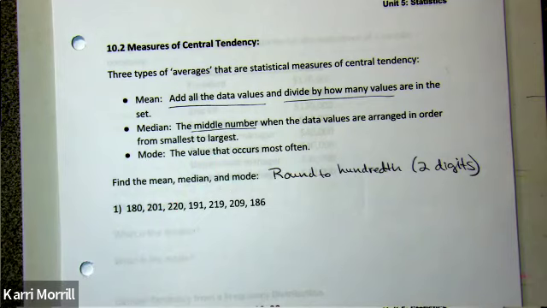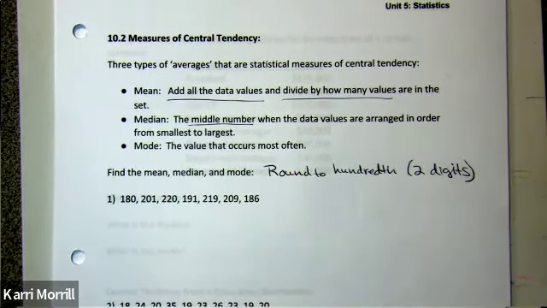Mode is going to be the value that occurs most often. Sometimes there's not a mode at all, and sometimes there's more than one mode. But it's not just because the number repeats. It's if it repeats more than the others that repeat, then that would be the mode for that set of numbers.